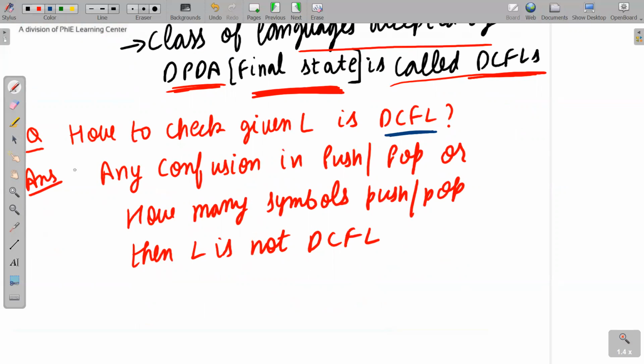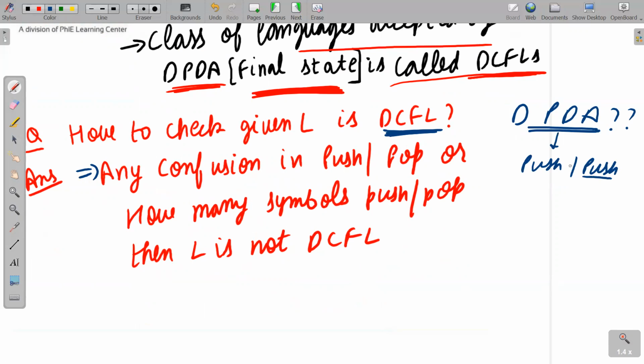See here, this is very, very simple. When will you say that we are able to construct a DPDA? Whenever we are able to construct a DPDA with final state, then that language will be DCFL. So when can you guarantee that we will get a DPDA? DPDA means deterministic. Deterministic means you should have a clear-cut idea about push and pop. There should be no confusion about when to push, when to pop, and also no confusion about the number of pushes and the number of pops. How many symbols are pushed and popped should also be clear.